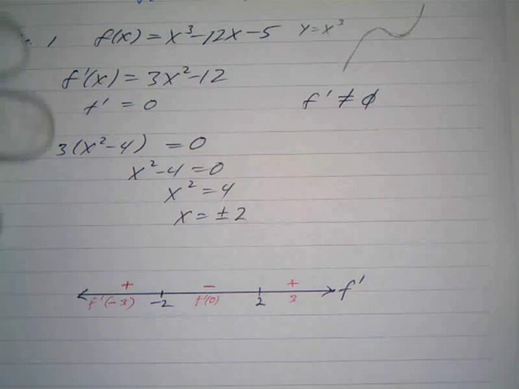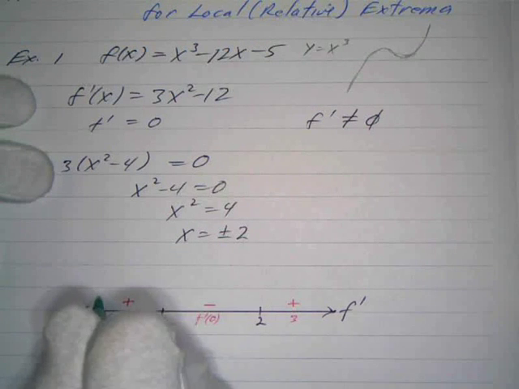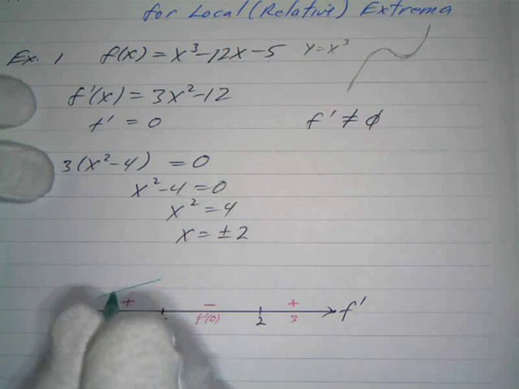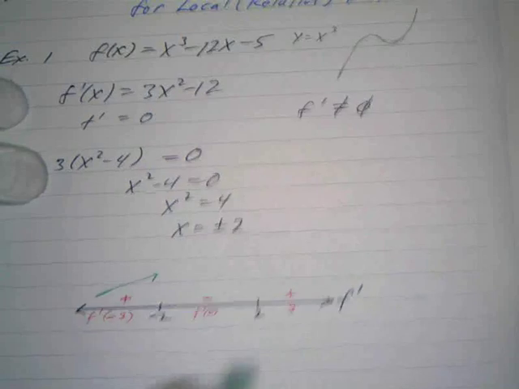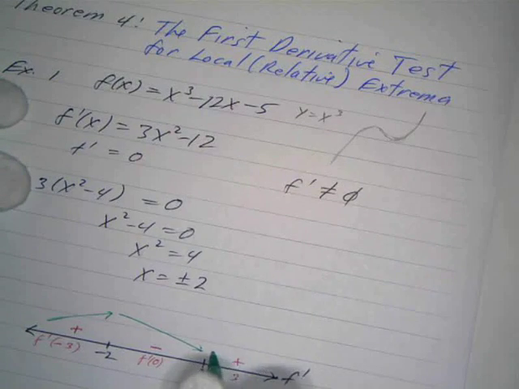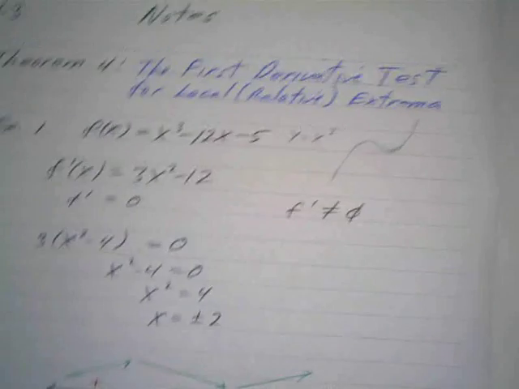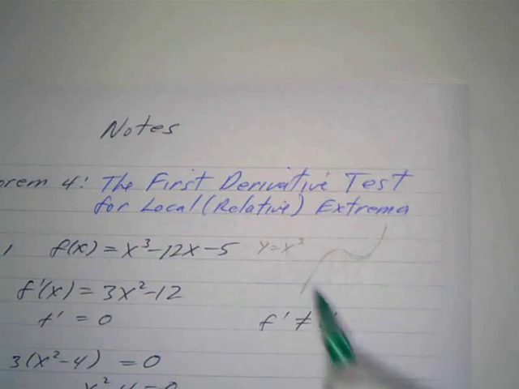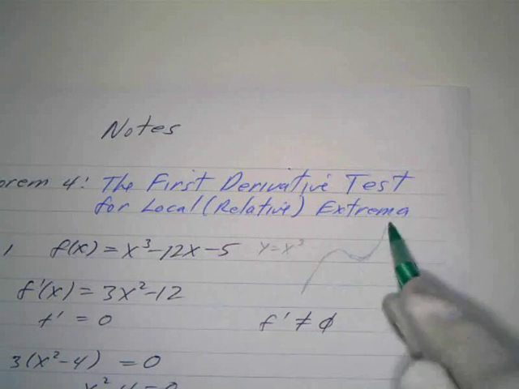And then remember, we talked about drawing these little arrows so we see what's going on. So basically my slope is positive, so my function is increasing till I get to negative 2, then decreasing till I get to positive 2, and then increasing from there on out. So this is the slope, so it kind of looks like this: increasing, decreasing, increasing.